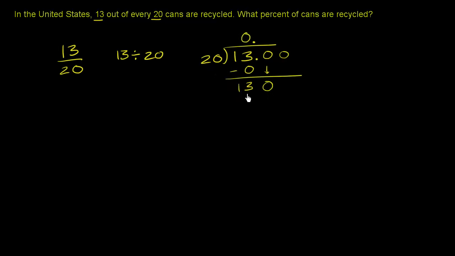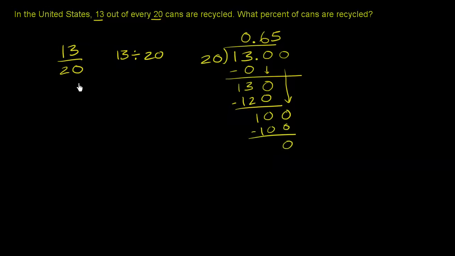20 goes into 130. Let's see, it goes in 5 times, 20 times 5 is 100, so 6 times, 20 times 6 is 120. So it's going to go 6 times. 6 times 20 is 120. You subtract, you get a 10. Let's bring down another 0. 20 goes into 100 5 times. 5 times 20 is 100, and we are done.